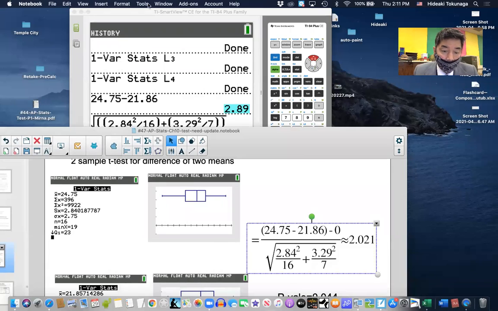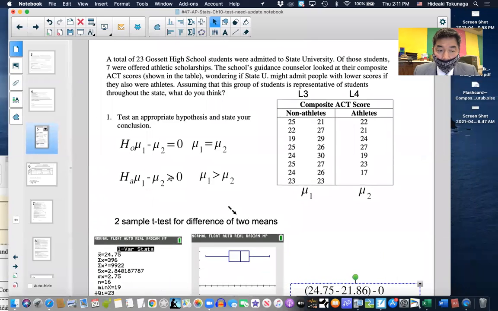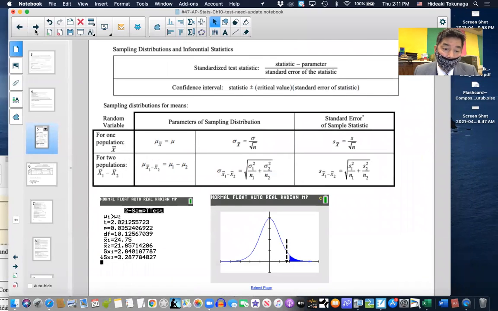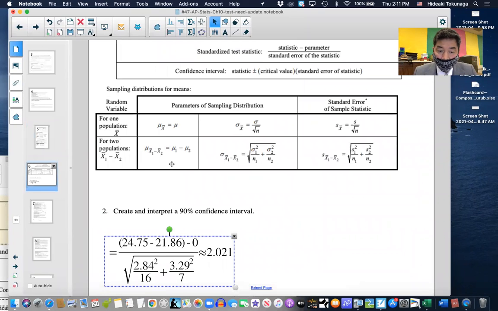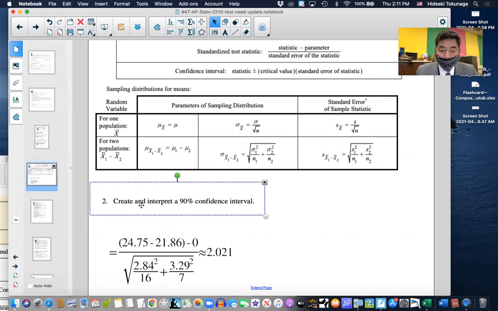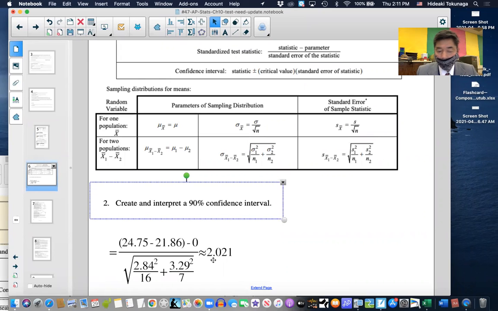Okay, so this is the first part of the question. The second part of the question is similar; we carry on the same question. If you didn't watch the previous video, please watch it. The second part is to create and interpret a 90% confidence interval.